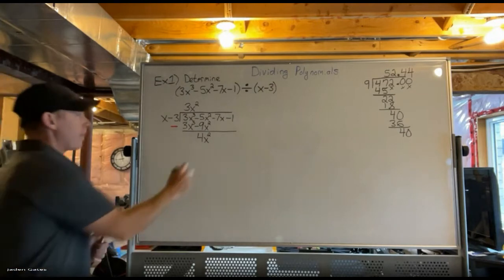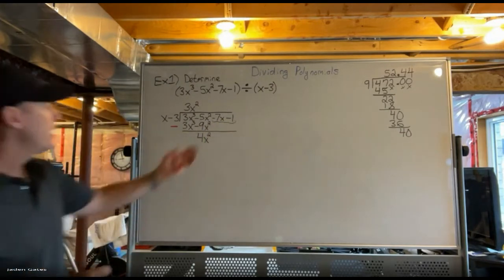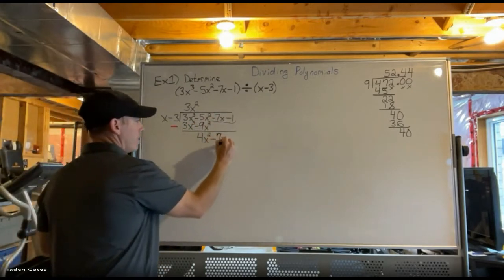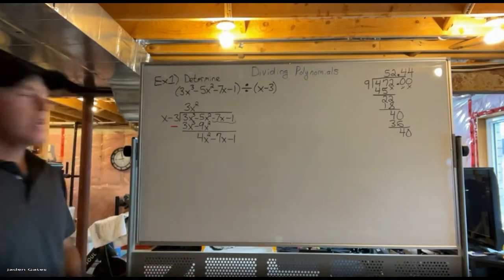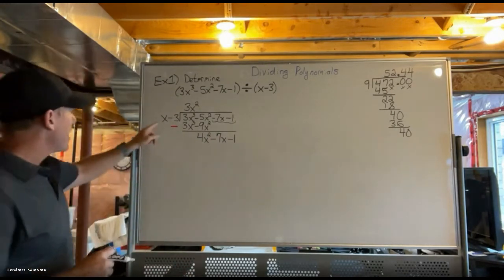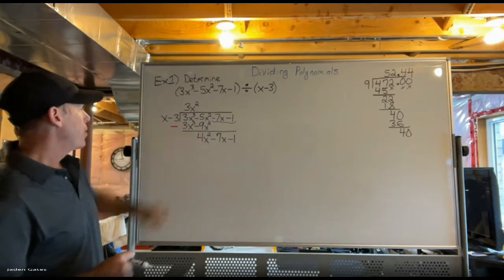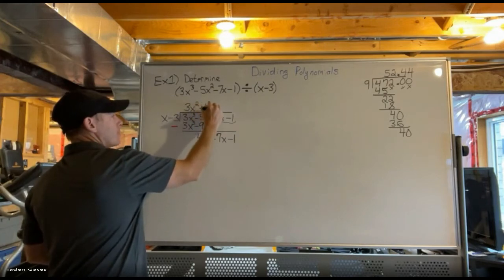Now, see these two terms here, the minus 7x and the minus 1? They keep coming down. There we go. We can't forget about those. And now I'm going to repeat the process. How do I get from x to 4x squared? Well, I would multiply by 4x.